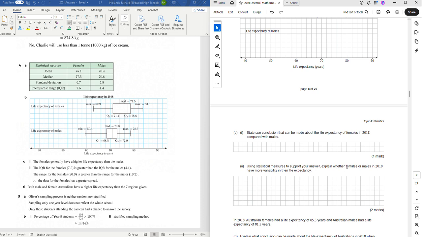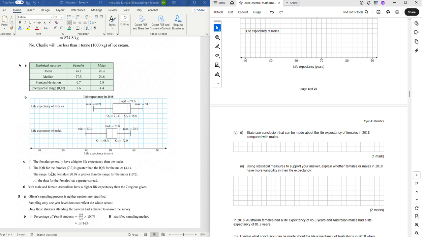Using statistical measures to support your answers, explain whether females or males in 2018 have more variability in their life expectancy. All right, this is where it's asking you to compare apples with apples. A lot of us said, well, we just spoke about females' data and then we spoke about males' data. I want you to compare the same measures of data. So IQR for females is greater than the IQR for males. The range for females is greater than the range for males. Therefore, the data for females has a greater spread.